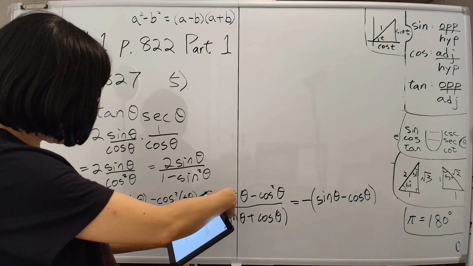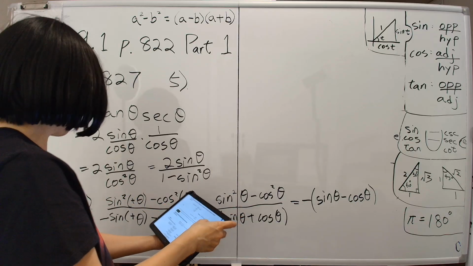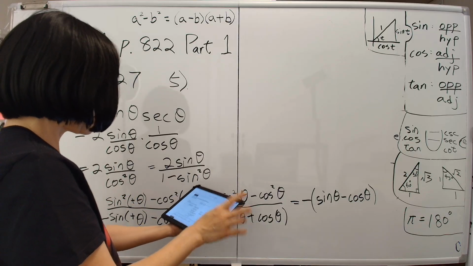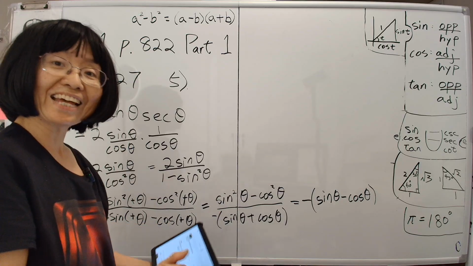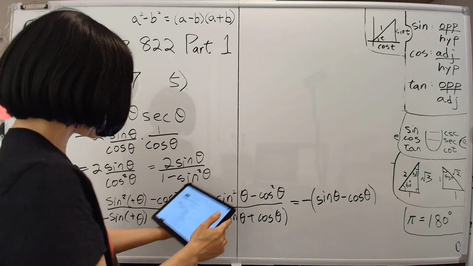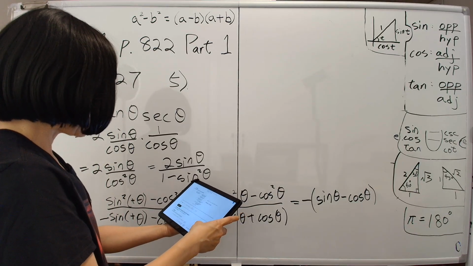Okay, let's see. Example 6. Cosine theta minus sine theta. That is correct. All right, so that is how example 6 is done.